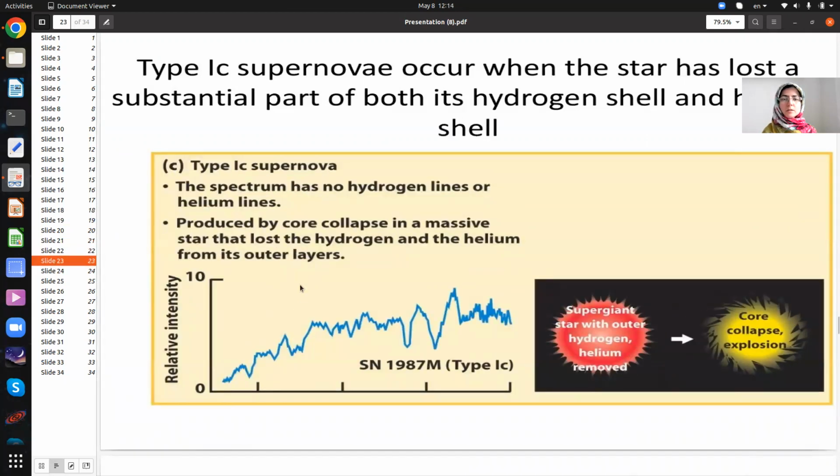Type 1c supernovae occur when the star has lost a substantial part of both its hydrogen shell and helium shell. In a type 1c supernova, the spectrum has no hydrogen lines or helium lines, produced by core collapse in a massive star that lost the hydrogen and the helium from its outer layers. And you see a supergiant star with outer hydrogen and helium removed, and then its core collapse and explosion.